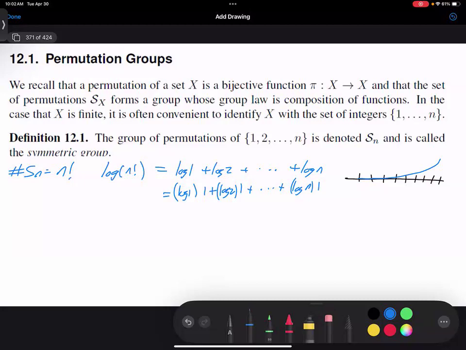So this should remind you of a Riemann sum. This is like the integral from 1 to n of the log of t dt. I'm not going to worry about getting the endpoints right, I'm just trying to get rough order of magnitude. But basically, I've got some long interval of size n, and I'm dividing it into spots of size 1.